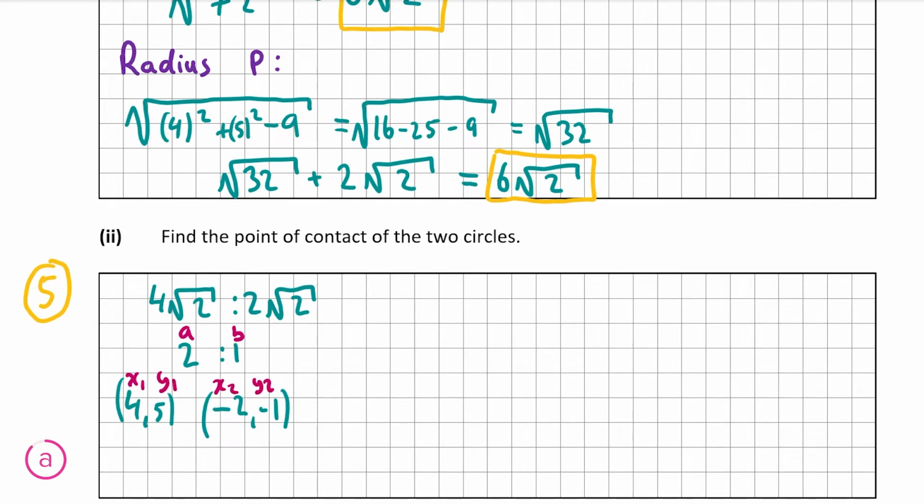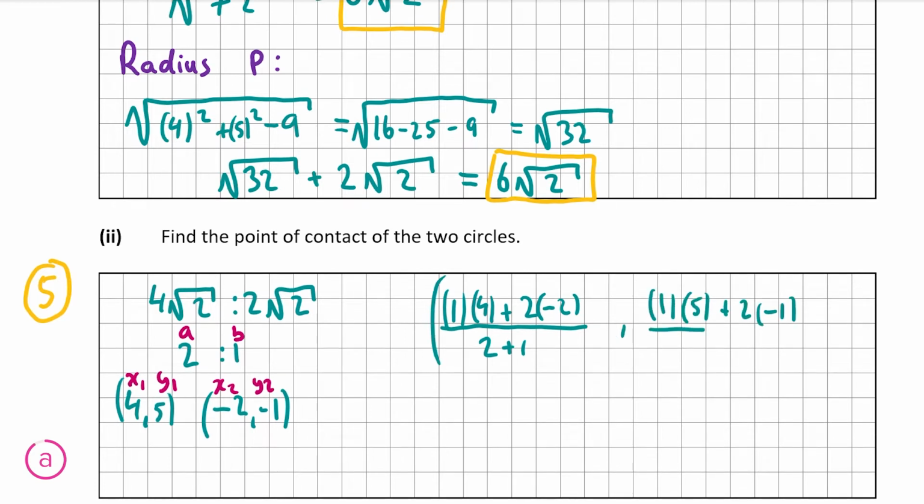So now putting these into the formula, we get 1 by 4 plus 2 by minus 2 over 2 plus 1, and then 1 by 5 plus 2 by minus 1 over 2 plus 1. So then the x coordinate is going to be on the top, it's going to be 1 by 4, so 4, plus 2 by minus 2, so minus 4. So that's going to be 0 over 2 plus 1, which is 0 over 3.